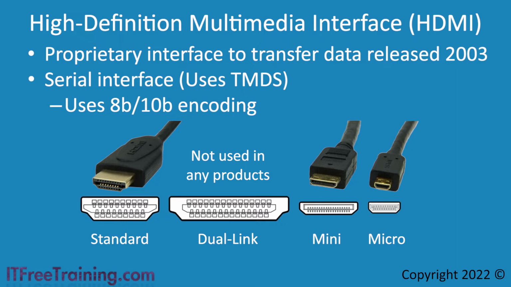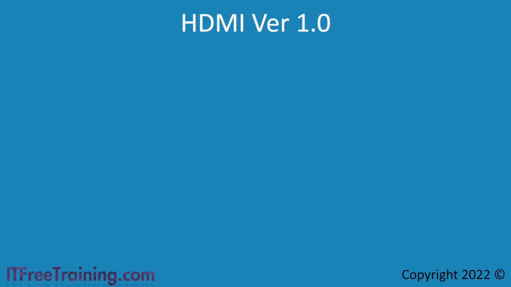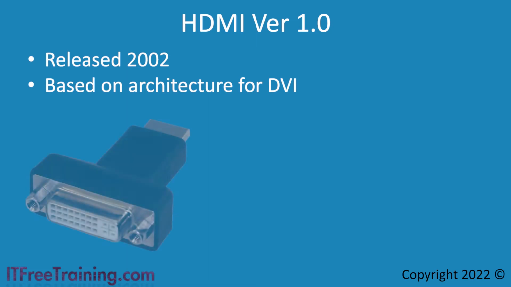HDMI has become very popular with many devices using it. It comes in a number of different versions, and each version supports different speeds and options. HDMI version 1 was released in 2002. It is based on DVI architecture, which was a popular connection for video before HDMI. Since it is electrically compatible with DVI, it is a simple matter to use a DVI to HDMI passive adapter.